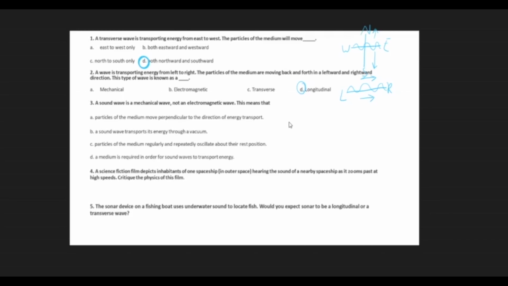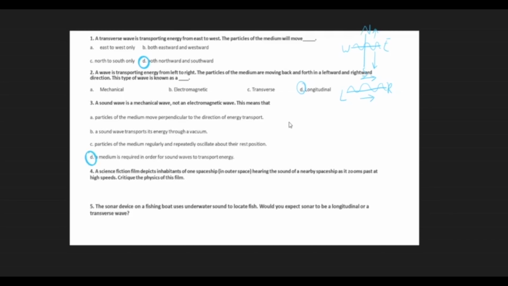Sound wave transports its energy through a vacuum. This is wrong because sound needs a medium for it to transport its energy. So this is also wrong. Let's move on to the next option. Particles of the medium regularly and repeatedly oscillate about their rest position. This cannot happen because they need to exert a force in order to oscillate. Now to the next option. A medium is required in order for sound waves to transport energy. Yes, this is right. So this is the correct answer.